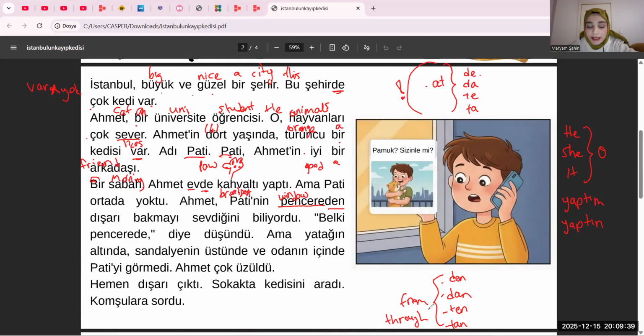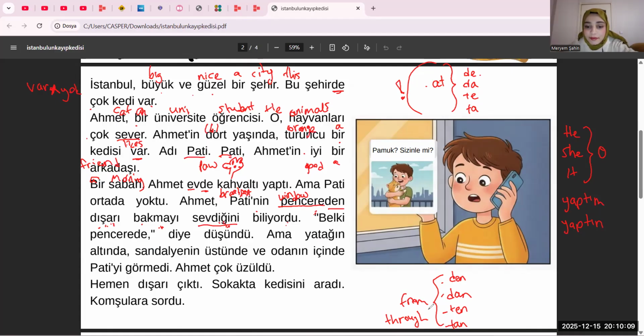Dışarı, outside, bakmayı. Bakmak means look. Sevdiğini biliyordu. We're seeing three different verbs. Bakmak, look. Sevdiğini, liking something. Biliyordu, he knew. Who? Ahmet. So Ahmet knew that Pati likes to look outside through the window.